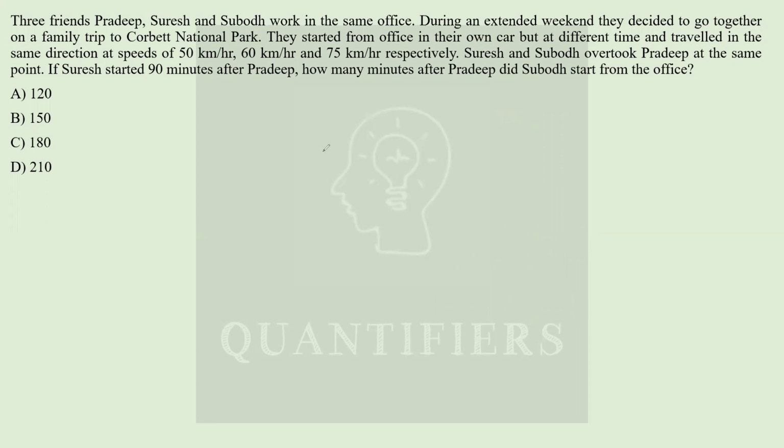Let us write their names: Pradeep, Suresh, and Subodh. Now, the ratio of their speeds is given: 50 is to 60 is to 75. Now I'm saying the ratio of their times will be reciprocal. That means ratio of their times will be 1 by 50, 1 by 60, 1 by 75.